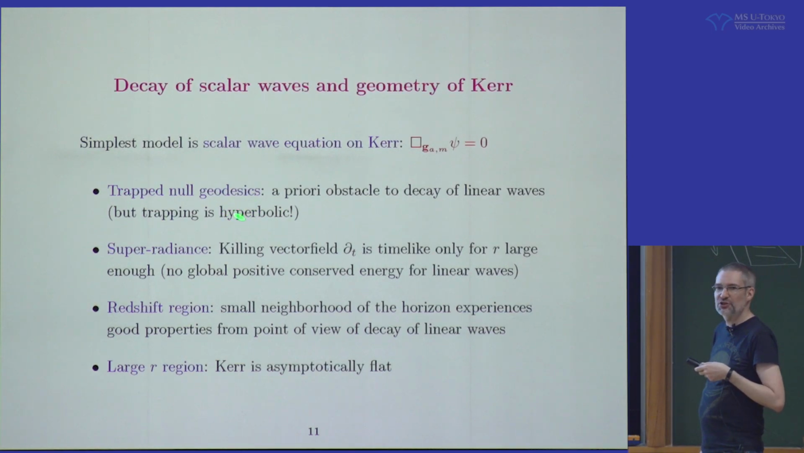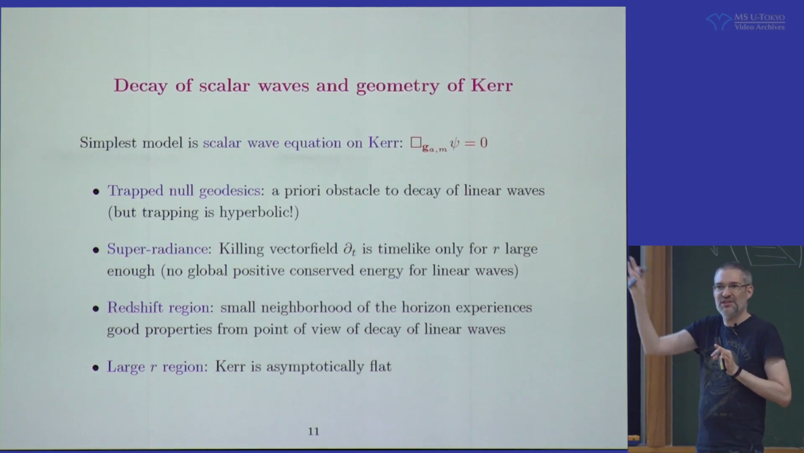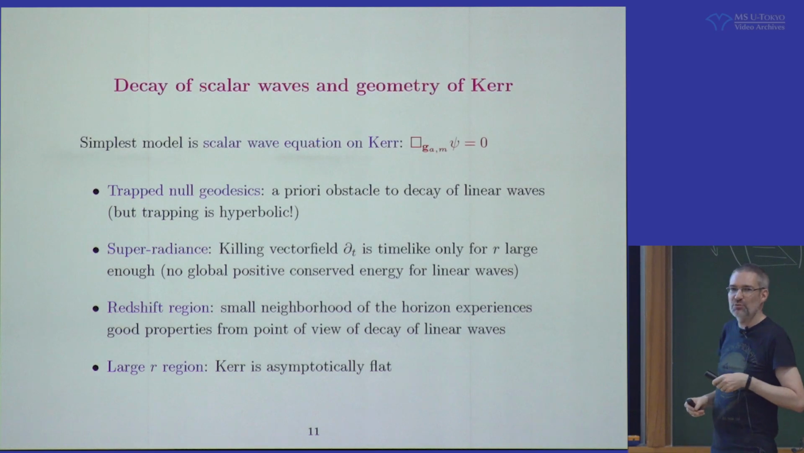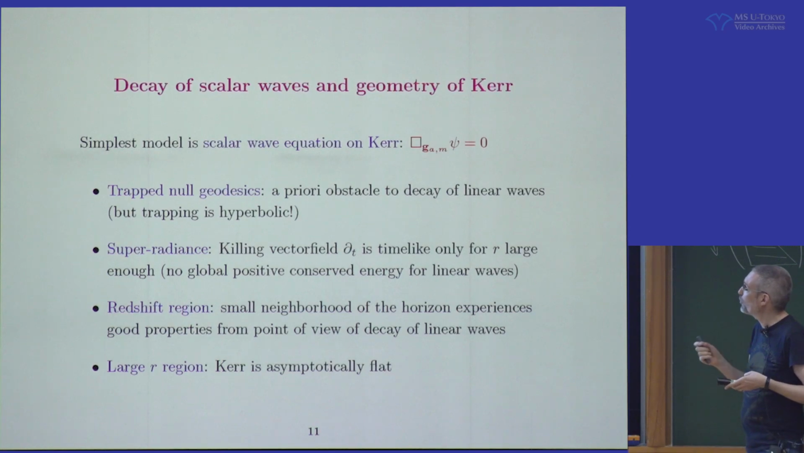Trapped null geodesics are geodesics which escape neither to infinity nor inside the black hole. So this is bad news, because decay for linear waves results precisely from the fact that waves escape either to infinity or inside the black hole. And this is precisely what trapped null geodesics don't do. And you expect, in fact, that wave equations at high frequency will localize along null geodesics. So these trapped null geodesics are pretty problematic.